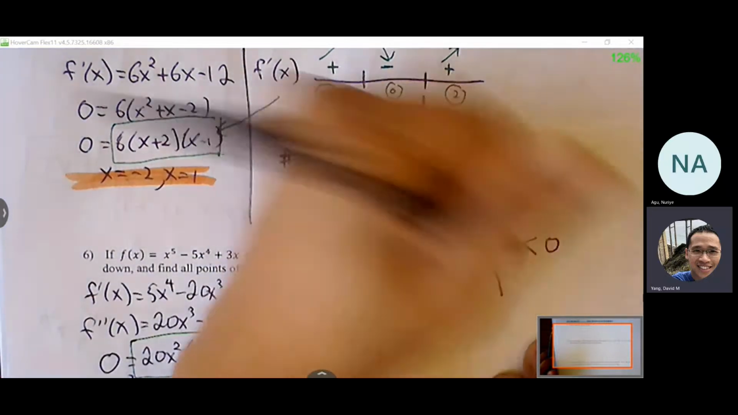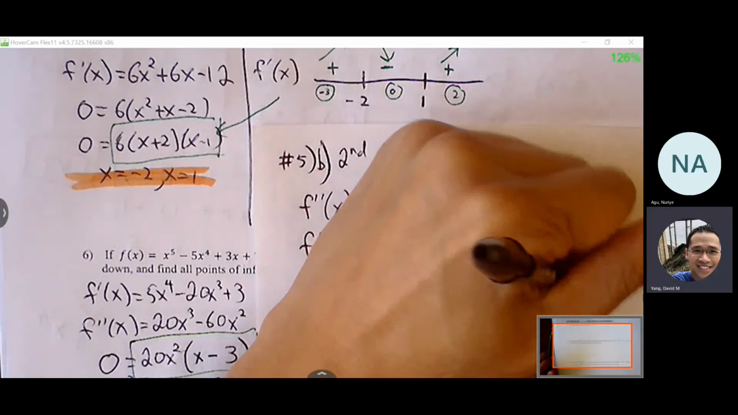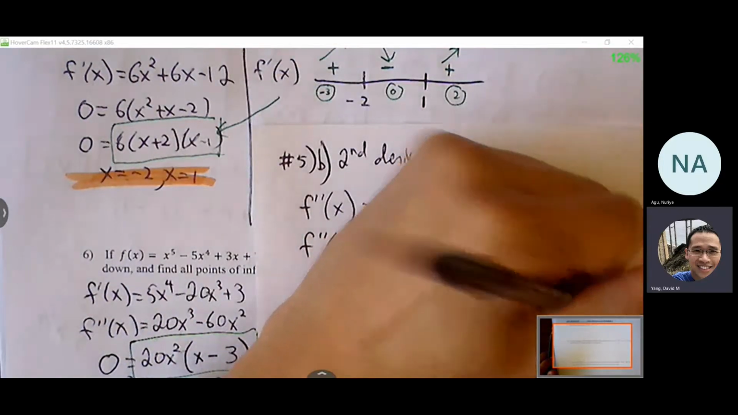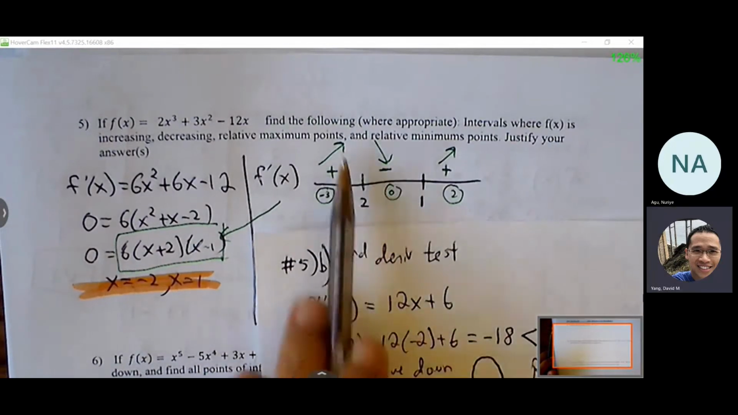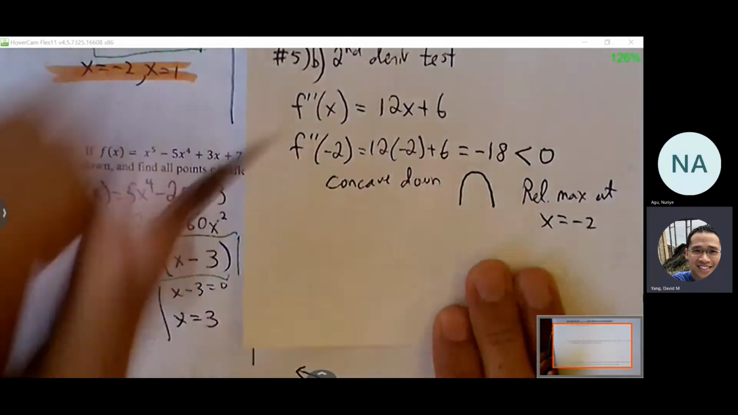Concave down looks like this. Must be a relative max. So we'll say relative max at x equals negative 2. Okay. Is that consistent with what we got from the first derivative test? Right. That's consistent, right? Relative max here. Okay. Same problem, right? Just a different method.